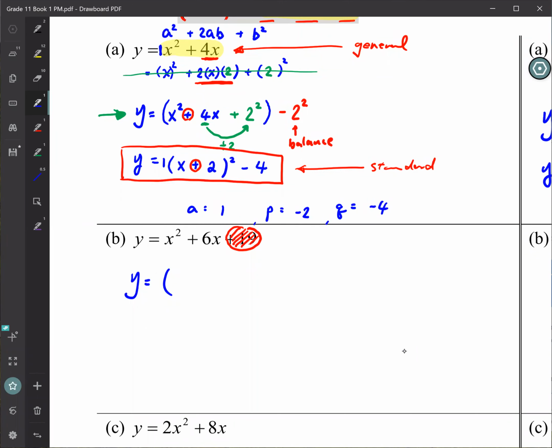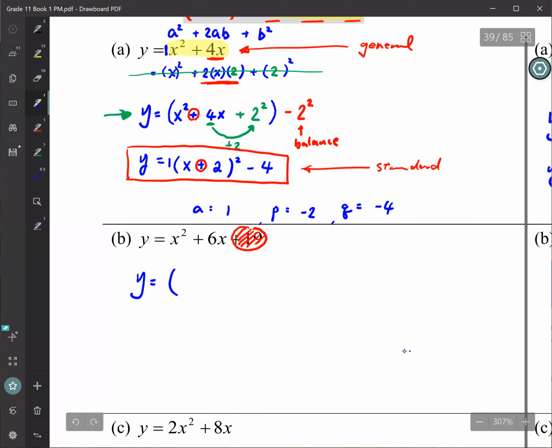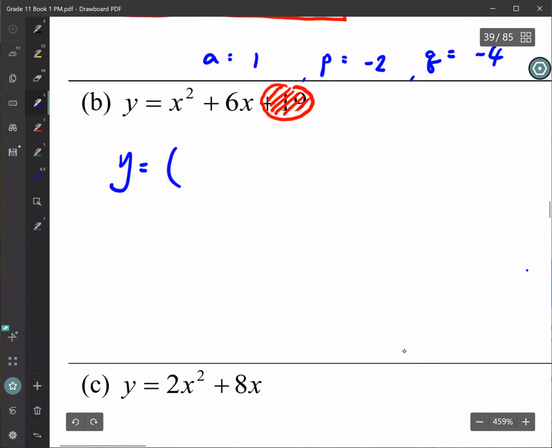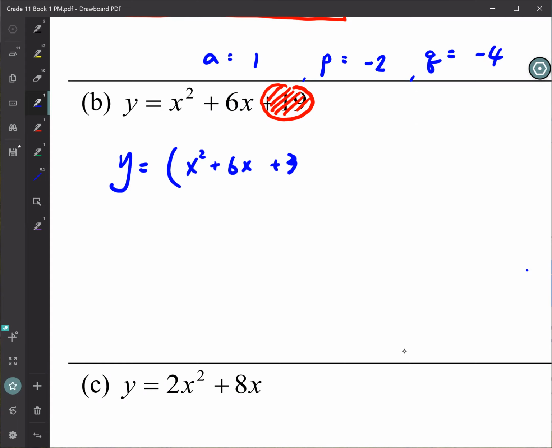Okay, very good. Okay, let's check. Can I have Marcus? Can you tell us what you got so far? Marcus, what's your first line look like? I got y equals x squared plus 6x plus 3x. Plus 3x. You need to put a square. Yeah, no x. Just take the middle one and then balance. How do you balance? Negative 3 squared. Yes. Okay, very good.